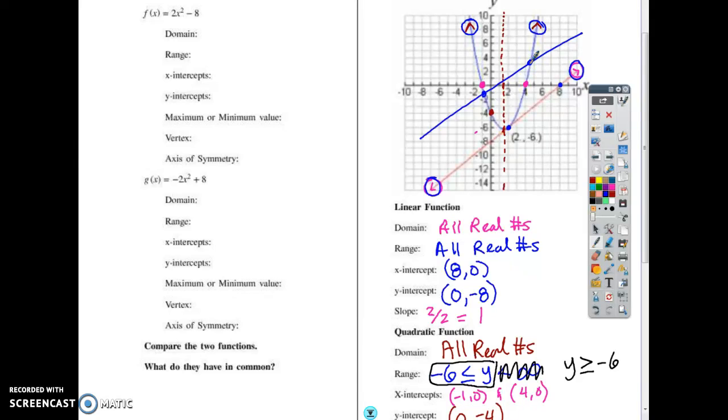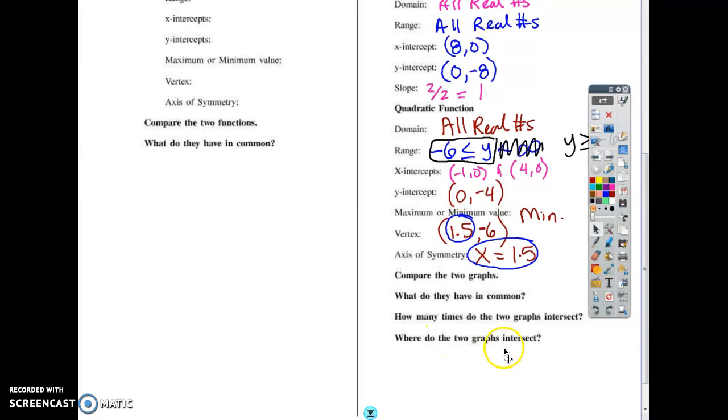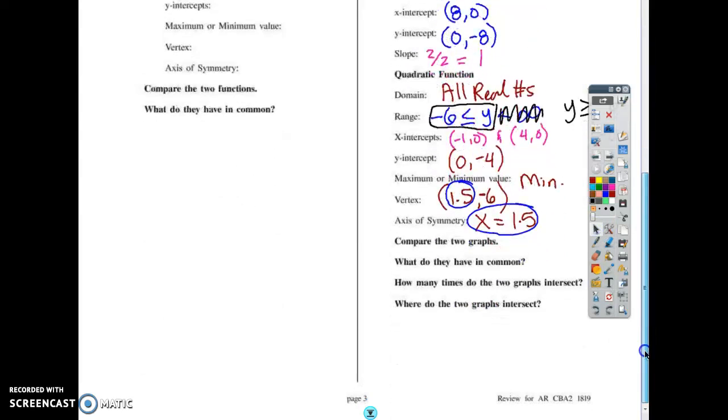Can it cross it 3 times? No. Can it cross it 0 times? Yes, if I put it over here and it never touches the quadratic, then that'll work, right? So where did these two graphs intersect? At 2, negative 6. Let's write that down and let's go to the next problem.